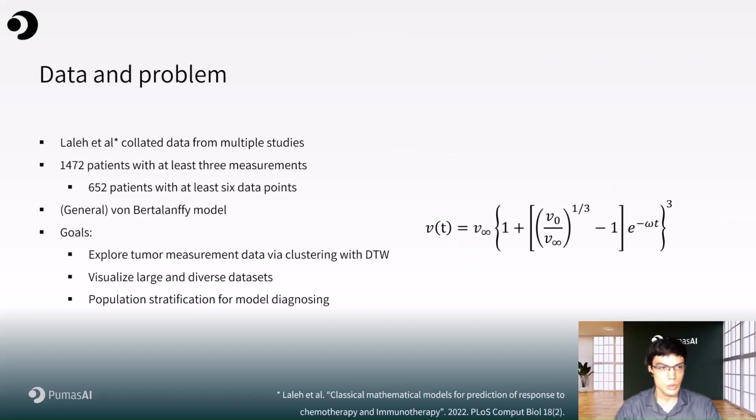First, to give a summary of the data and problem that we are focusing on, the study cited here collated data from multiple studies in oncology with the main goal of benchmarking classical mathematical models in the field against real cases data. In total, the data includes almost 1,500 patients, all of them with at least 3 measurements of sum of largest diameters, a very common variable in oncology. And among these, 652 patients had at least 6 data points. And this subgroup is the main source of data for our experiments.